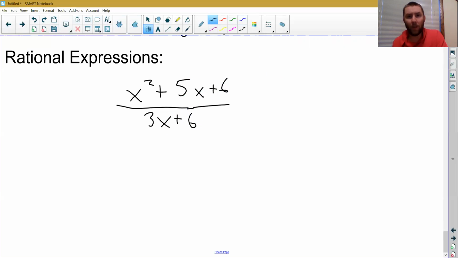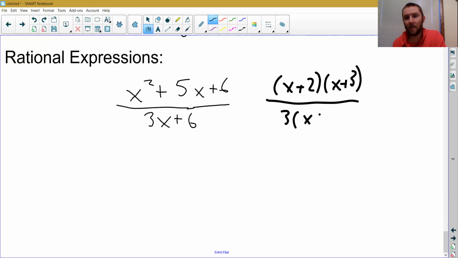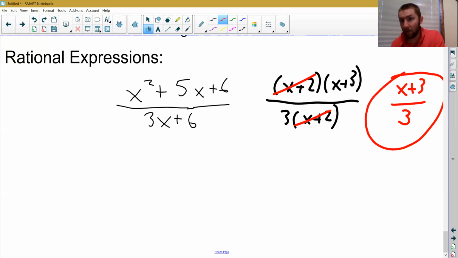But what we would do here is factor the top into x plus 2 times x plus 3. We would factor the bottom by taking out a 3, and we get this, right? And then we get to cancel x plus 2 with x plus 2. We end up with x plus 3 over 3, and that would be our final answer, because we are not allowed to cancel the 3's, right? Because this 3 is added to the x. Again, you cannot cancel things that are added. Just to reiterate that for all of you.